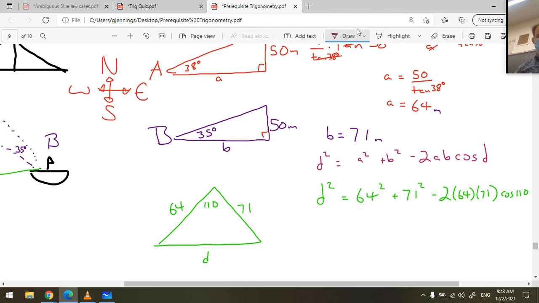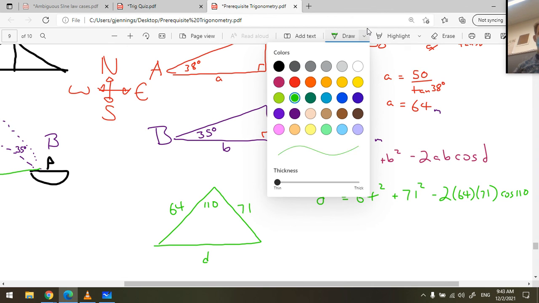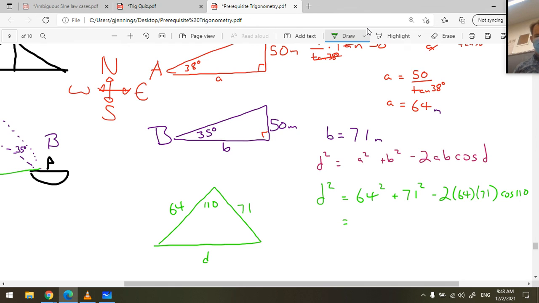So this is just plug and chug on your calculator, but there's enough going on here that I would plug and chug the different pieces individually. This to me is one piece, 64 squared plus 71 squared. That's easy to do on my calculator. 64 squared, plus 71 squared. That gives 9137. So I have 9137 here from these two, minus 2 times 64 times 71 times cos 110.